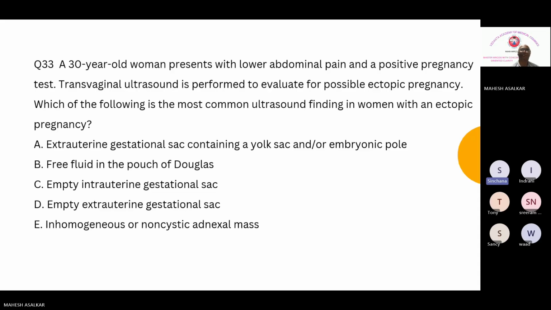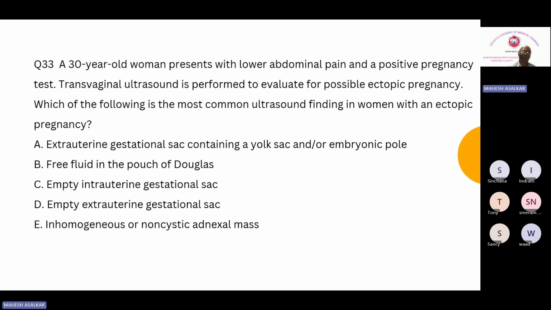Next. A 30-year-old woman presents with lower abdominal pain and a positive pregnancy test. Transvaginal ultrasound is performed to evaluate for possible ectopic pregnancy. Which of the following is the most common ultrasound finding in women with an ectopic pregnancy? A. Extrauterine G-sac containing yolk sac and/or embryonic pole. B. Free fluid in pouch of Douglas. C. Empty intrauterine G-sac. D. Empty extrauterine G-sac. E. Inhomogeneous or non-cystic adnexal mass. It is E, inhomogeneous or non-cystic adnexal mass.